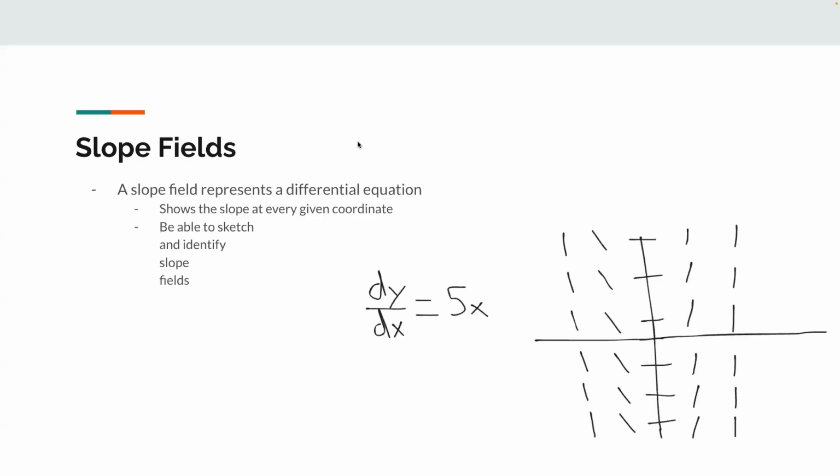Okay, slope fields. Slope fields essentially just represent a differential equation. It just shows the slope at every single given coordinate. Here I drew a slope field for dy/dx equals 5x. For every x equals 0, the slope is 0, as you can see here. For every x equals 1, the slope is equal to 5, as I drew there. 2, 10, minus 1, minus 5, minus 2, minus 10. You should be able to identify slope fields and be able to sketch them.